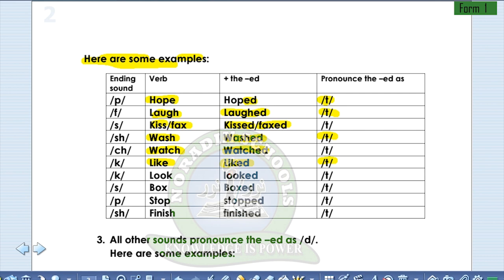Again, we have a K sound at the end. Look at this: look, looked, looked, not "look it." It should be pronounced as looked.